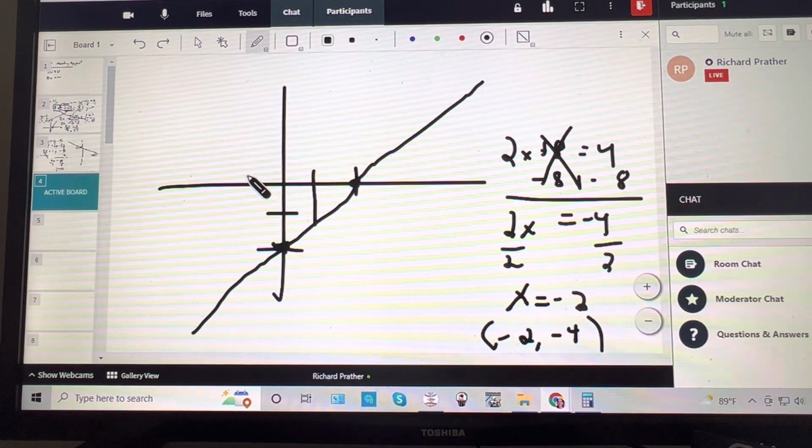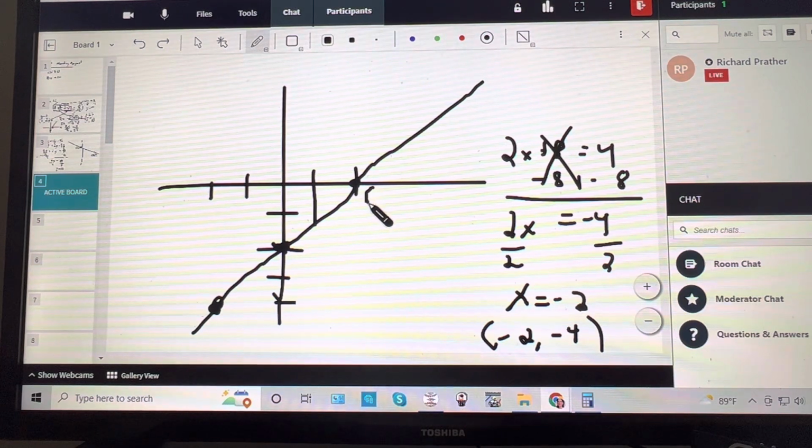So if you go 2 to the left and down 1, 2, 3, 4, and again graph paper would be better, but 2 to the left, down 4, that's right there. See how that's on the line too? So that's a way to make sure it makes sense.